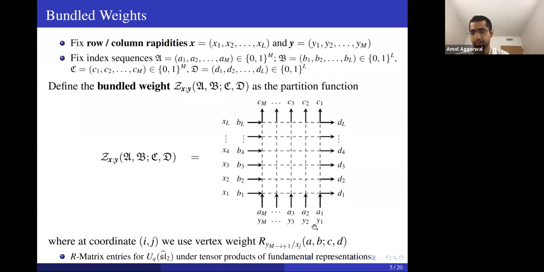Actually, these are going in reverse direction, so it's y_{m-i+1} over x_j. So that's the u, and we use that as the spectral parameter in the ith row and jth column. So this is just some partition function, and you can view them as the entries of the R matrix for U_q(sl_2 hat) under a tensor product of fundamental representations. Again, I'm just calling this the bundled weight.